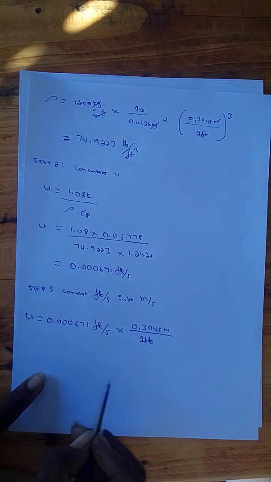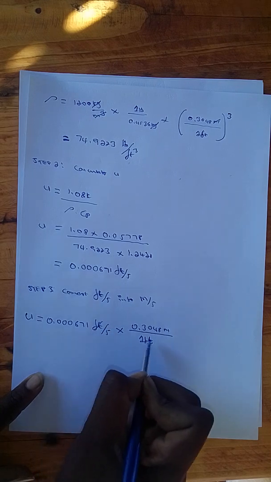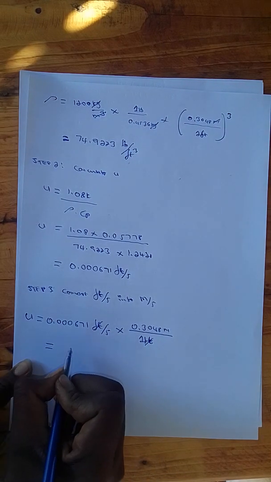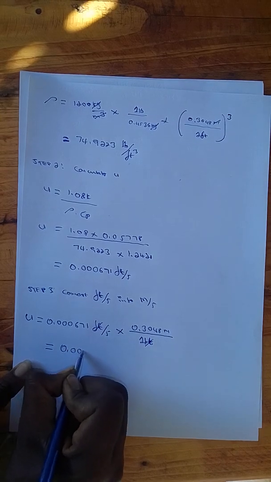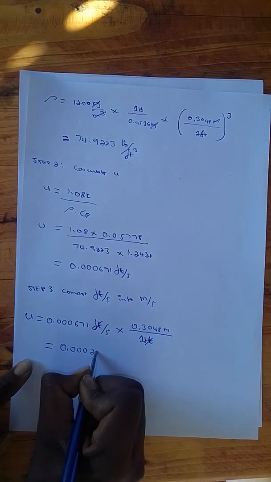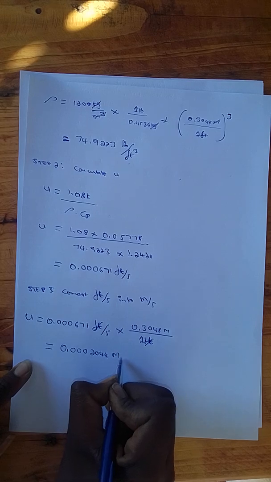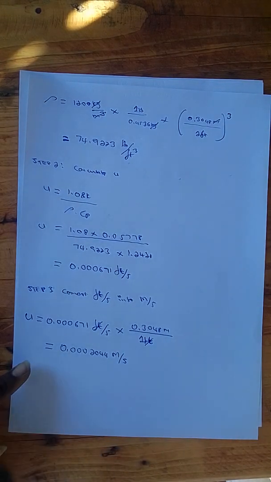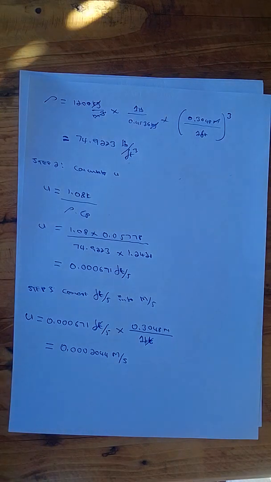And with that said, we know that the feet is going to fall off, and then we are left with an answer of 0.0002044 meters per second. So that is actually our U, and with that said, we have answered the question completely. So thank you for your time. I hope we meet again in our next video.